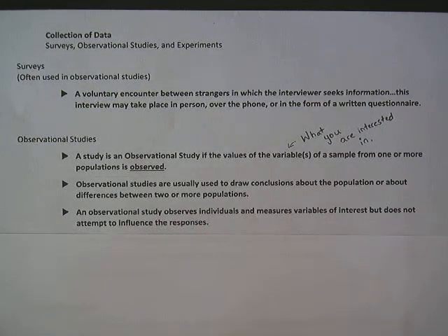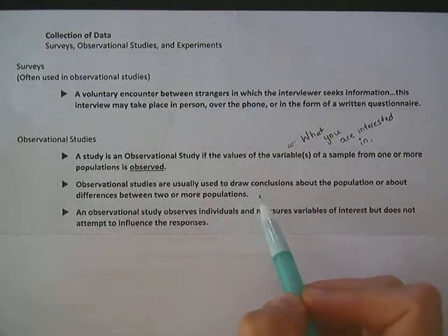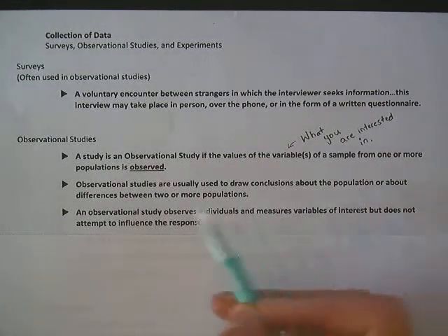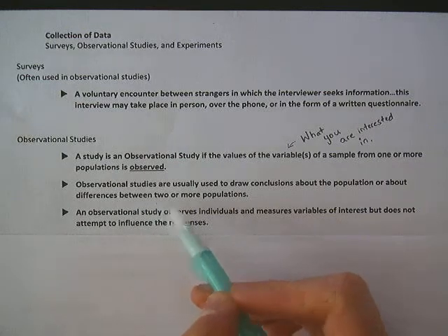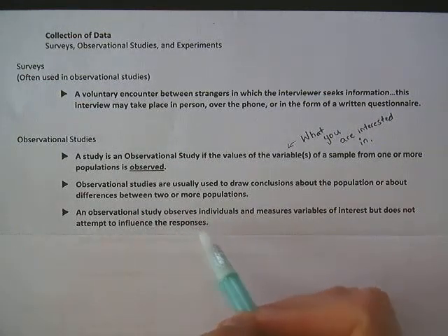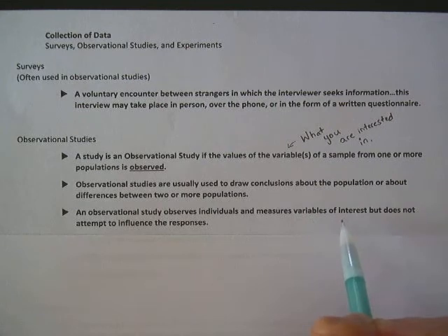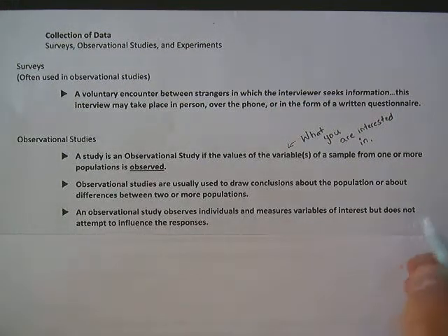And so a couple other things. Observational studies are usually used to draw conclusions about the population or about the differences between two or more populations. And then an observational study observes individuals and measures variables of interest. Remember, this is kind of what you're studying about, whoever you're studying, but does not attempt to influence the responses.